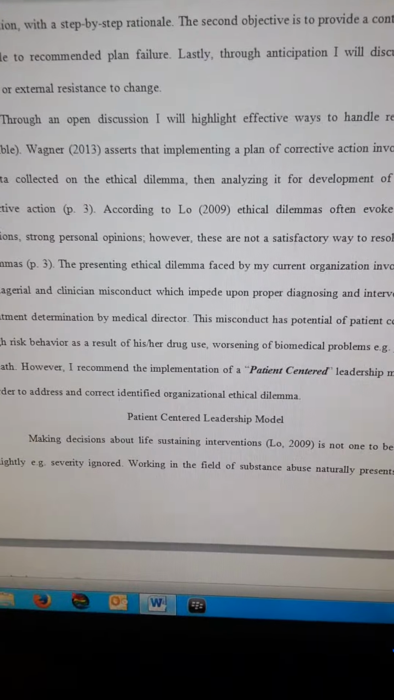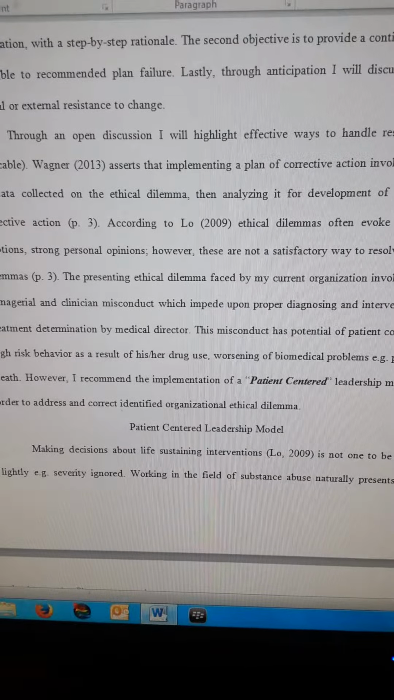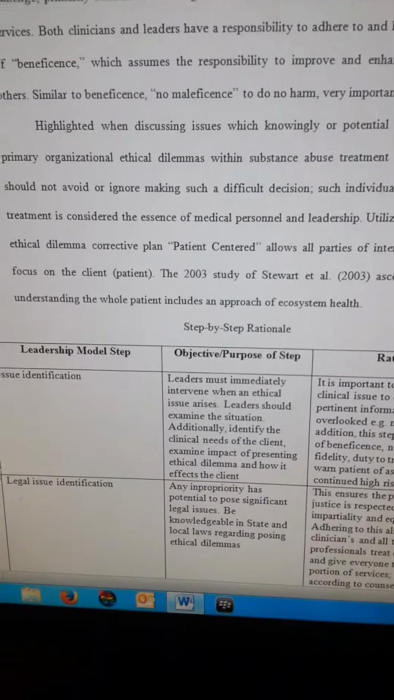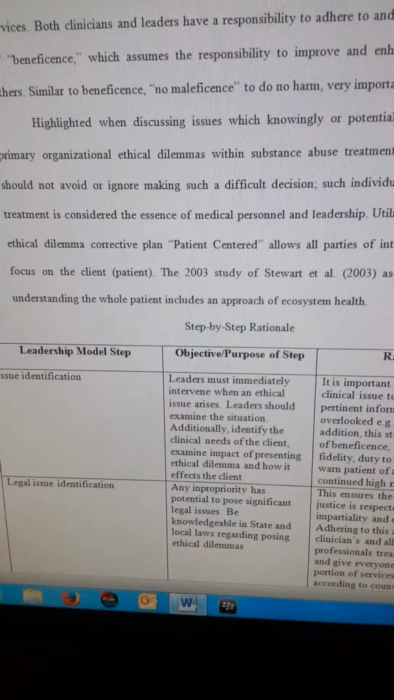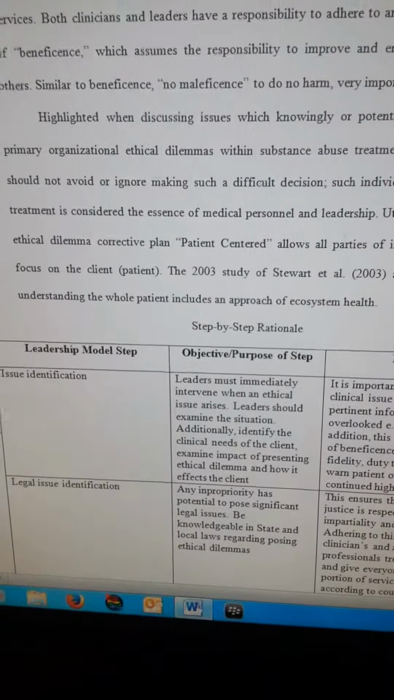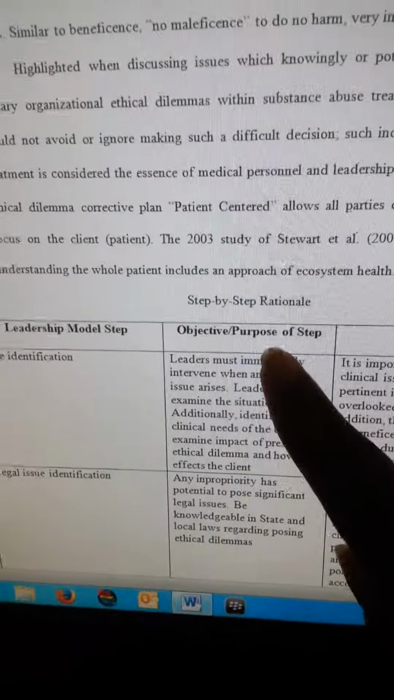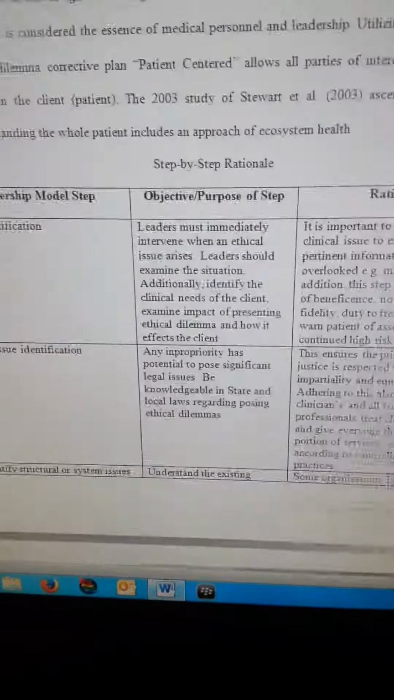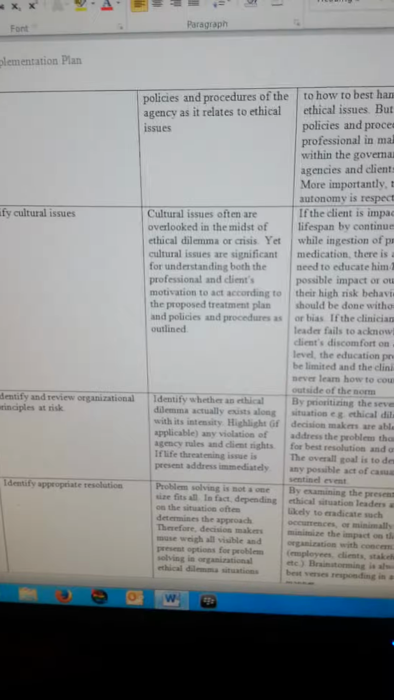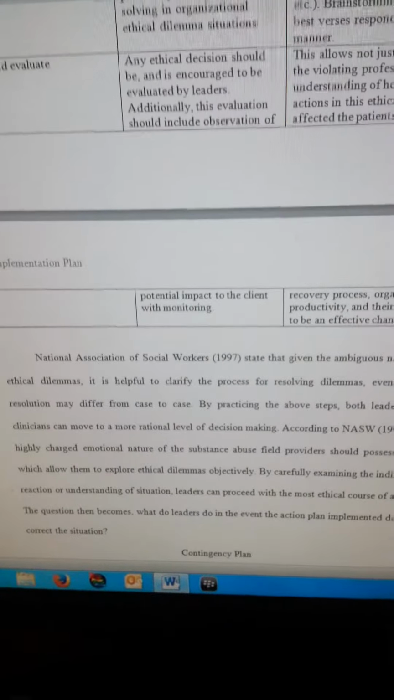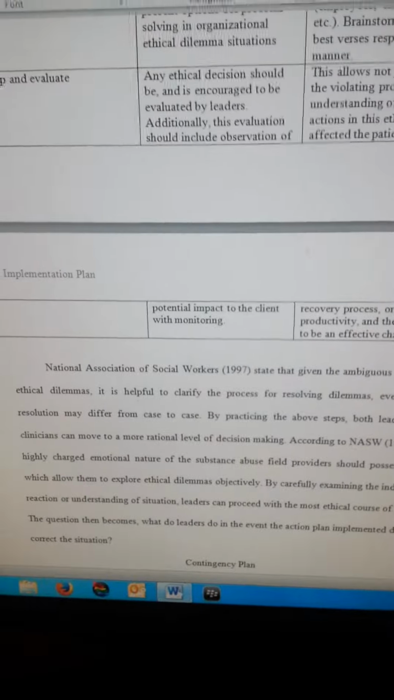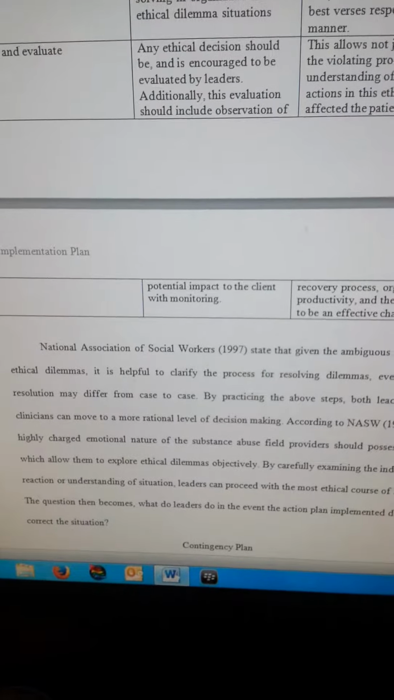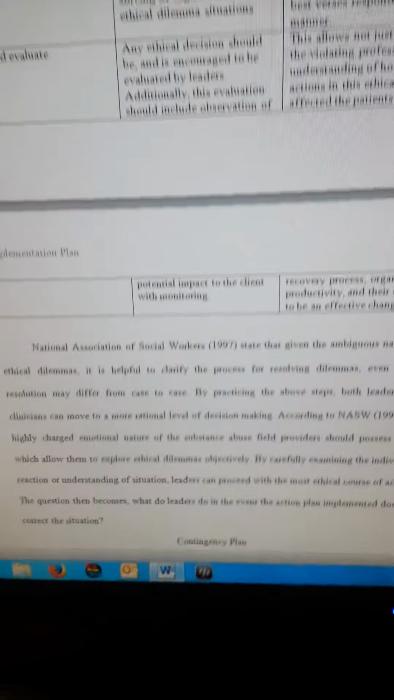And I was up for long hours for almost a week working on this. I kept changing things. So this was the step-by-step rationale of the plan I chose to design. We had to be creative with it. So I chose to use, and you'll see it right here, the patient-centered leadership model. Again, this was the step-by-step implementation plan I did. And of course, I summed it up with the different researched resources I used. I try to use a very diverse form of studies to validate my opinion or perspective.